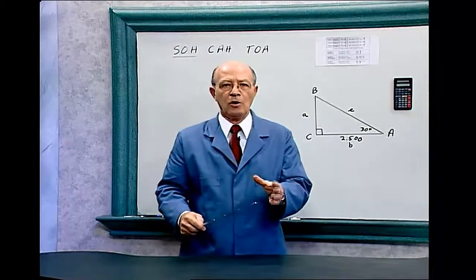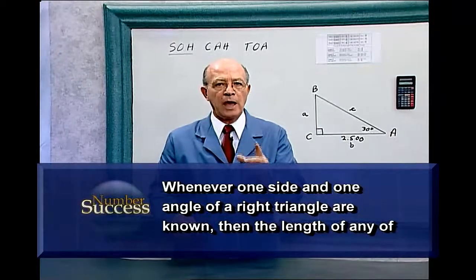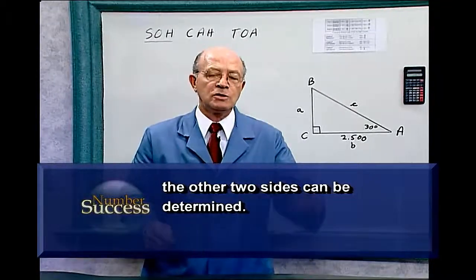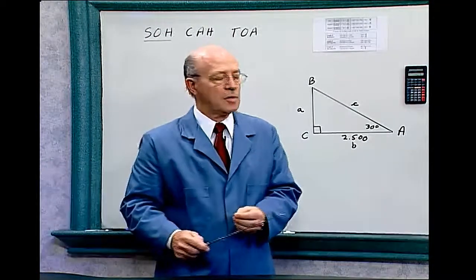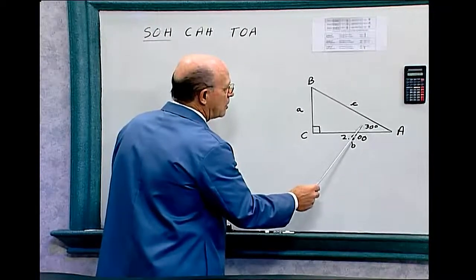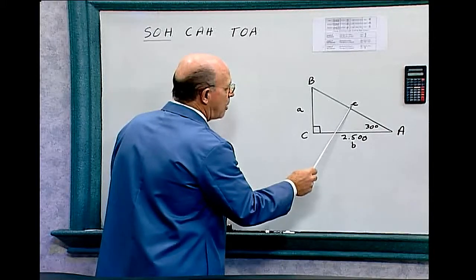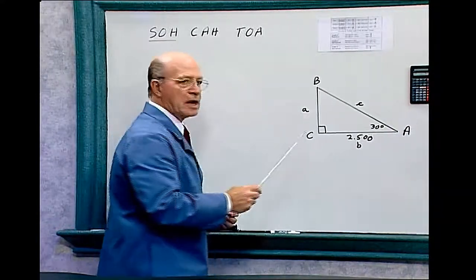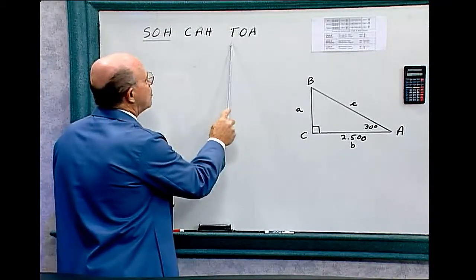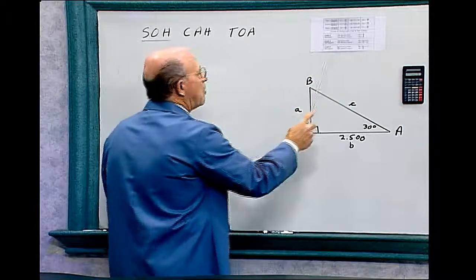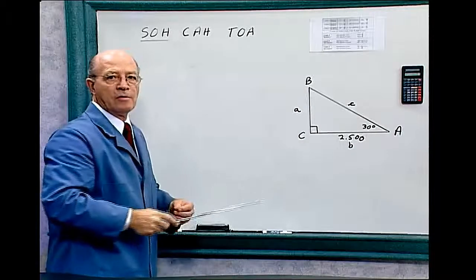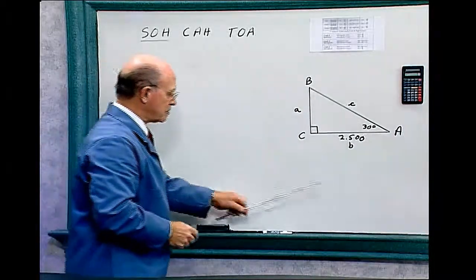Let's look at this problem I have on the board. There's a fundamental law: whenever one side and one angle of a right triangle are known, then the length of any of the other two sides can be determined. And so we have a known angle, then we can find out the length of the hypotenuse and the length of the side opposite. We're going to use SOHCAHTOA. We could use the chart, but I want you to get familiar with this so you don't have to memorize all these various formulas, using algebraic skills.